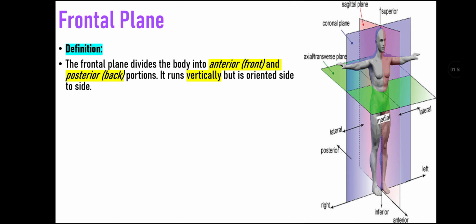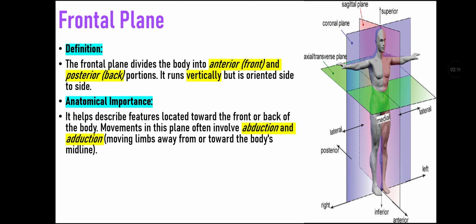Now let's talk about the next plane, that is the frontal plane. It can be defined as the plane that divides the body into anterior and posterior portions, or the plane that divides the body into front and back portions. As you can see here in the diagram, it runs vertically but is oriented side to side with the sagittal plane. Now let's talk about the anatomical importance of the frontal plane. It helps describe features located toward the front or back of the body. Movement in this plane often involves abduction and adduction, that is moving limbs away from the body or moving limbs towards the body or towards the midline.